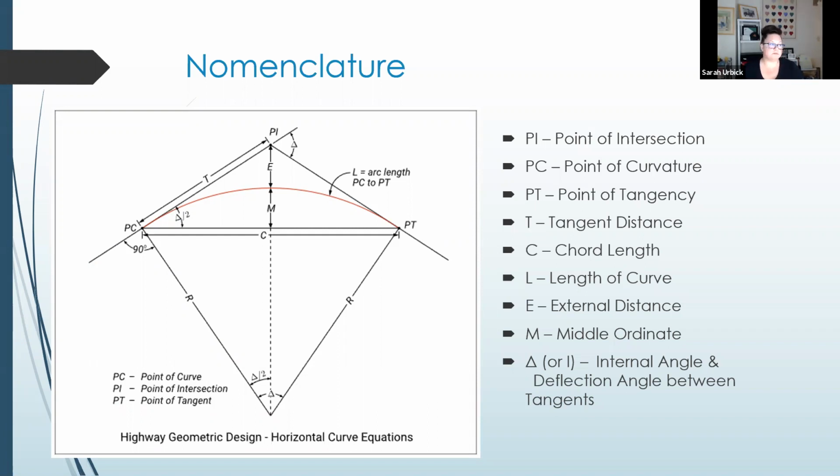Delta symbol, or I for internal angle, it is also equal to the deflection angle between the tangents. Based on our right angle properties, that gives us a lot of special information, right? Everything kind of circles back on itself because of those right angles, because of the properties of our circles.